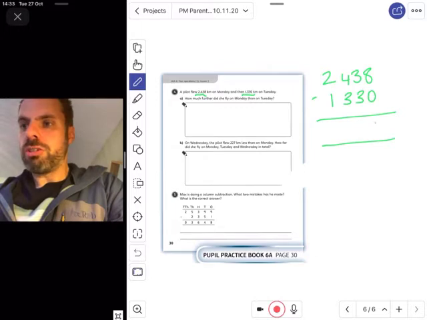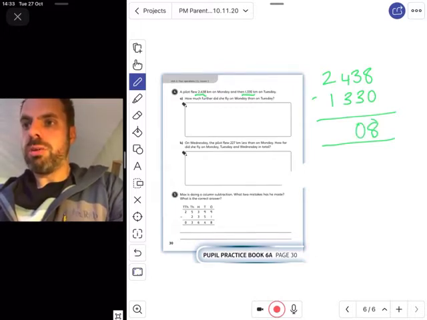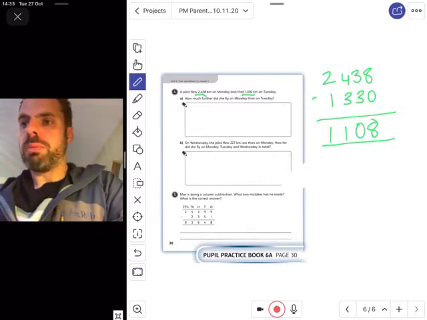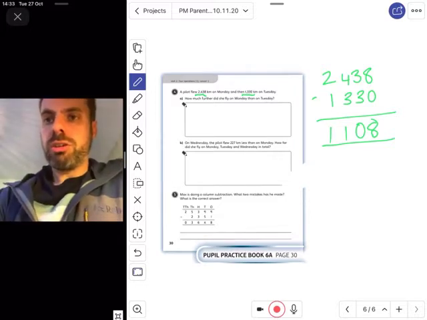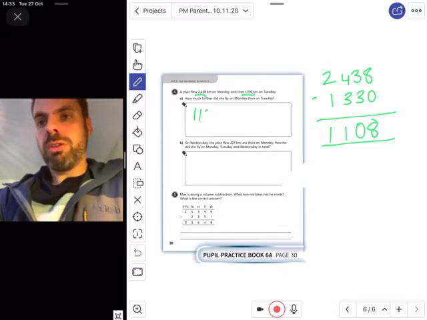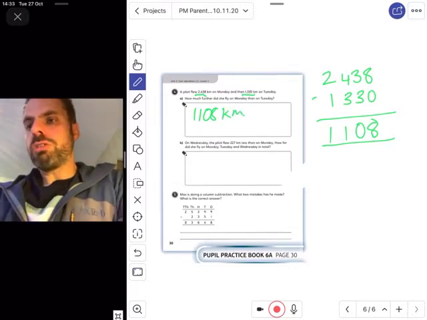8 subtract 0 is 8, 3 subtract 3 is 0, 4 subtract 3 is 1, and 2 subtract 1 is 1. So we know then that the difference between them was 1,108 kilometres. Now obviously they would show their working in a box.